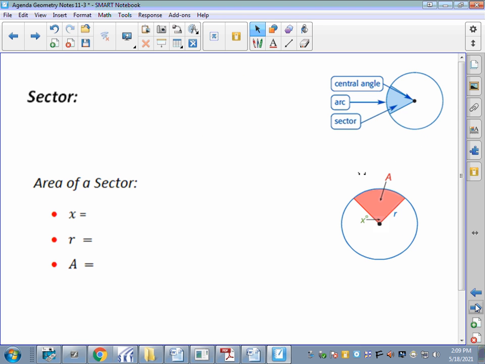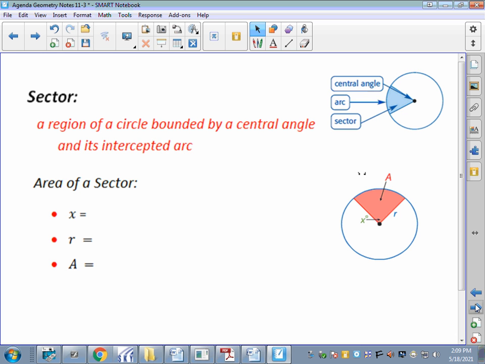So now let's talk about sectors. I think of sectors as like an orange slice. That's 3D, I know, but a piece of pizza, how about that? A piece of pizza is a sector. So a sector is a region of a circle bounded by a central angle and the intercepted arc. The two sides of that sector are radii, and then you've got your central angle and your intercepted arc.